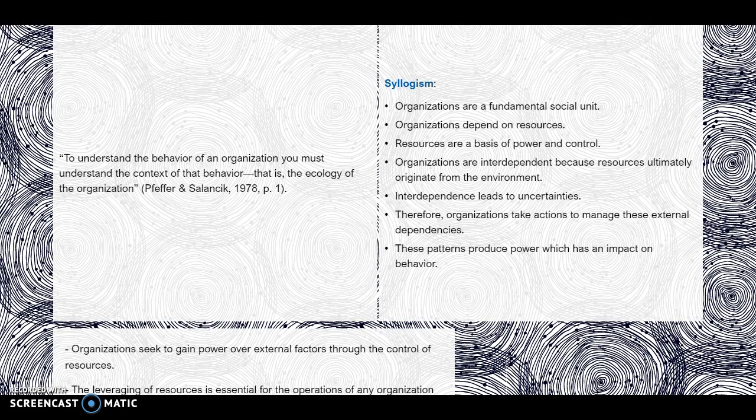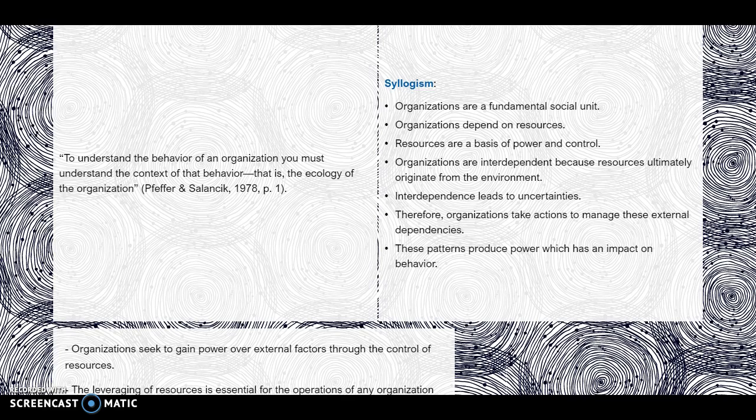There are a few different logical forms or syllogism variations for understanding resource dependence theory, but some of the basic common arguments would include that one, organizations are a fundamental unit for understanding relations within society. Two, organizations depend on resources, meaning that they depend on the environment for survival. Three, resources are a basis of power and control, and therefore are relational, situational, and potentially mutual. Four, these organizations are not autonomous, but rather interdependent because resources ultimately originate from the environment which contains other organizations.